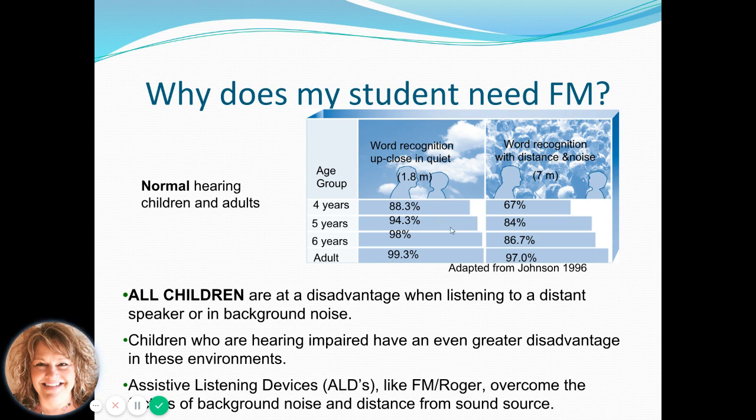And as they got older, it improved, but at that crucial age of 4, 5, 6 years old, that really makes a difference. They're still learning language and speech, so we don't need distance and noise to deter their learning capabilities. We want to make sure that they're hearing in those environments. And that's with normal hearing children. So all children are at a disadvantage when listening to a distant speaker or in background noise. And so those students that are hearing impaired have a greater disadvantage in those environments. And that's where the assistive listening device like our FM or Roger can overcome that background noise and the distance from that sound source.